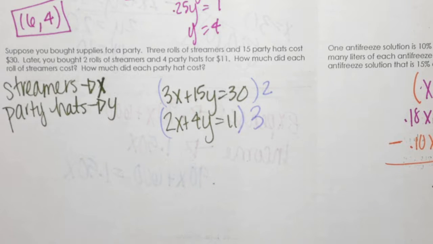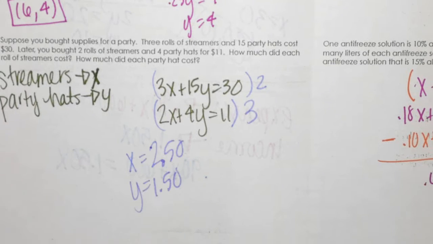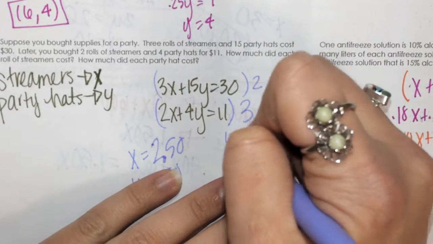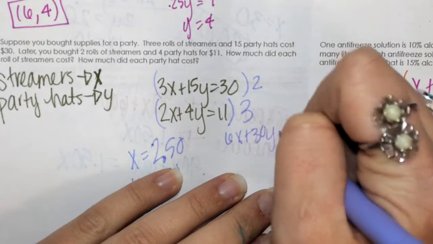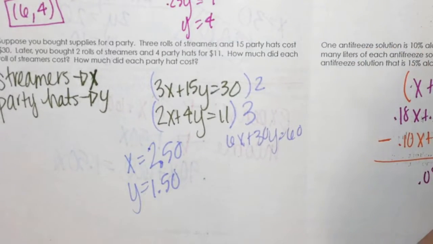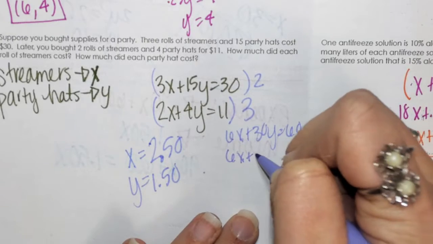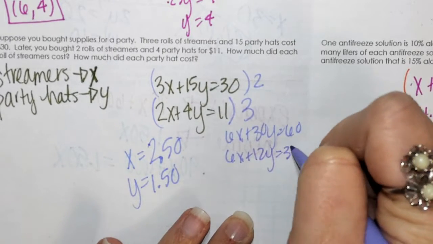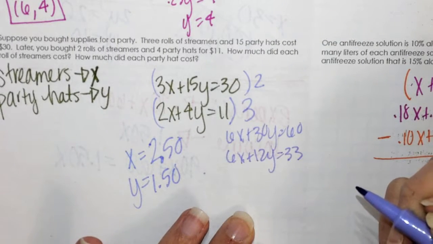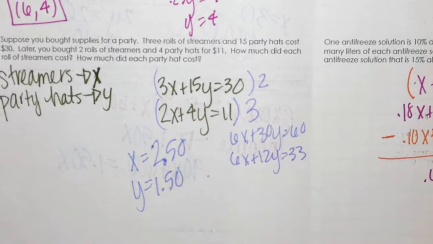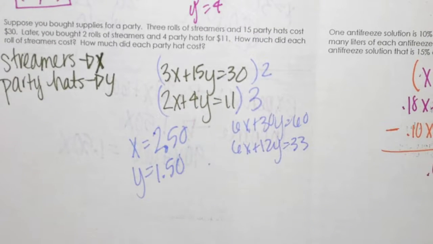You will get a decimal for this one because it's money. Oh, I was on the right track, but then I messed up. So did you multiply the top by 2, and you got 6x plus 30y equals 60? Yes, I did. And then you got 6x plus 12y equals 33? Okay, well, we fixed that.